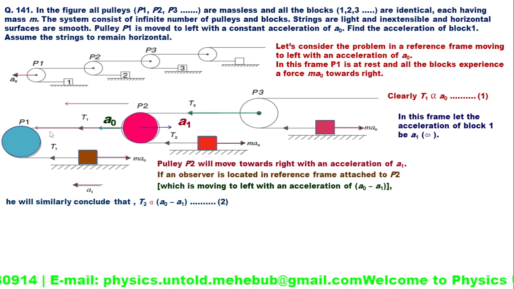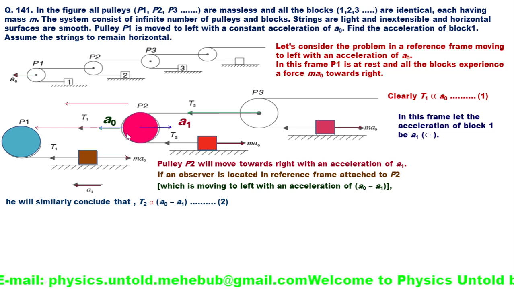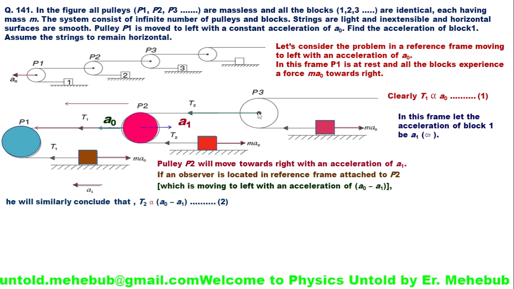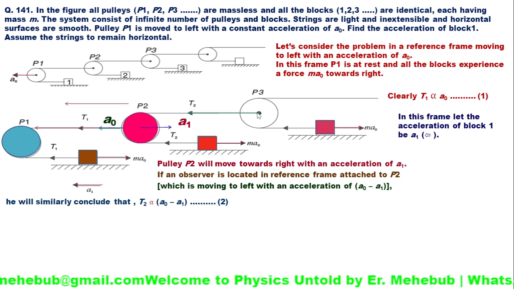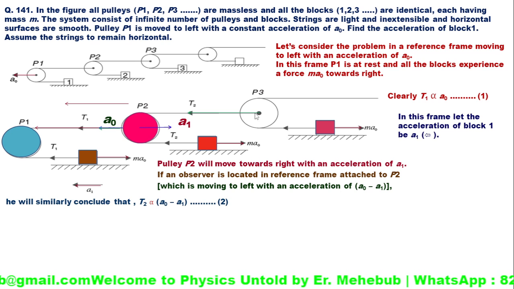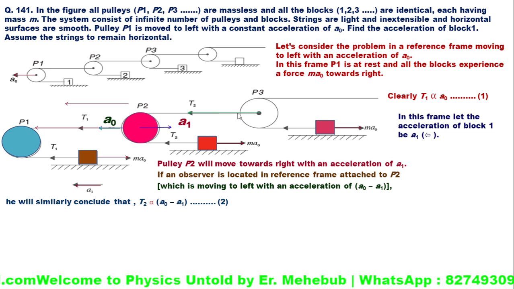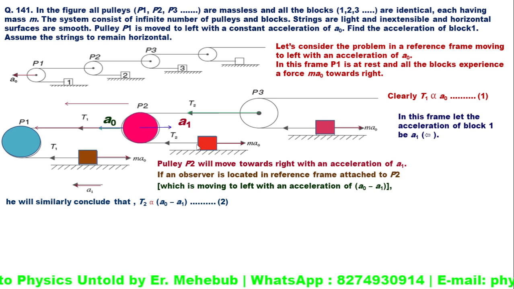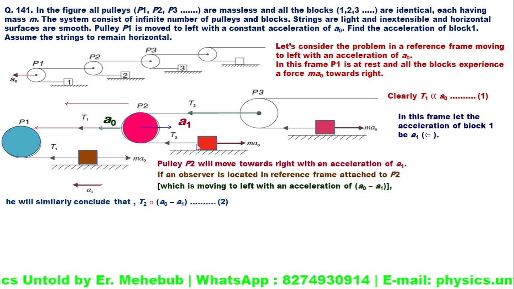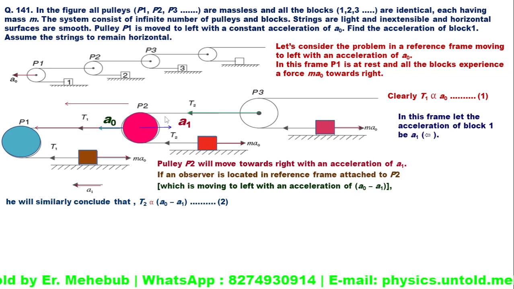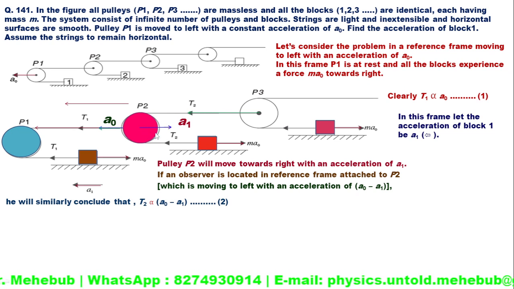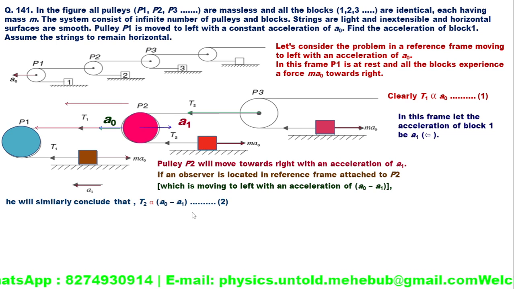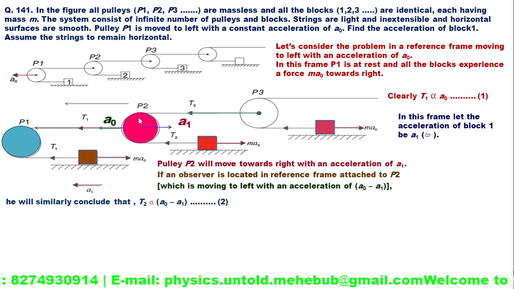is T2, because for the connecting strings, there is a string which is connecting pulley P3, which is passing over pulley P2, and which is again attached with the mass 2 or block 2. Here the tension is T2. The tension of this segment of the string is equal to T2, and this tension is obviously proportional to the net acceleration of the pulley P2.